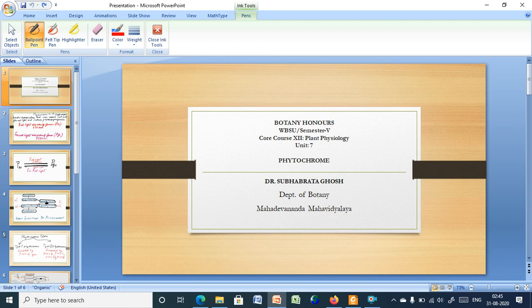And in these photomorphogenetic systems, there are two types of light sensing systems involved. One is the blue light sensitive system, represented by cryptochrome and phototropin, and the second one is known as the red light sensitive system, regulated by phytochrome.